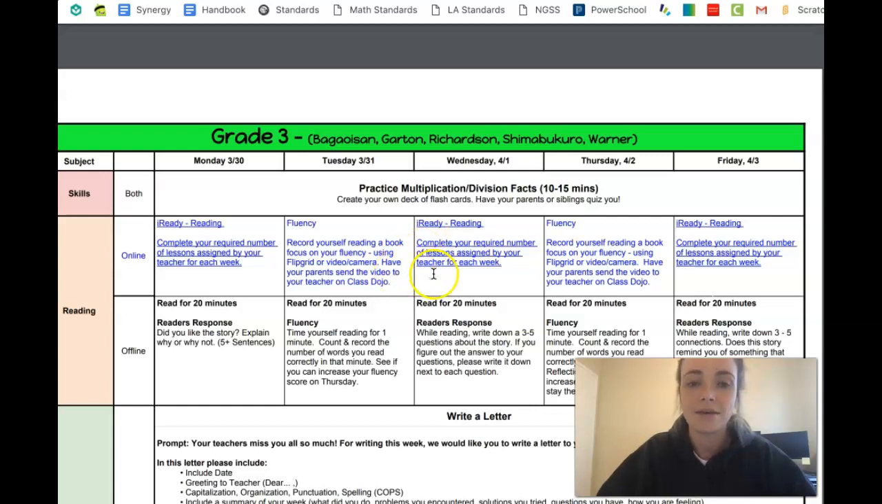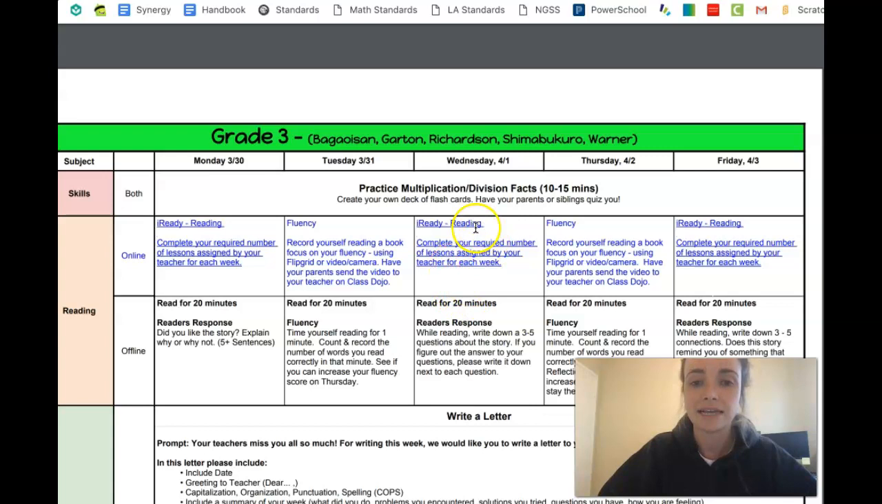Your reading, you are either going to be doing one iReady lesson or you are going to be reading for 20 minutes. Your reader's response, if you choose to read for 20 minutes, is while reading, write down 3 to 5 questions about the story. If you figure out the answer to your questions, please write it down next to each question. So remember, you only have to do one of these. You don't have to do both.